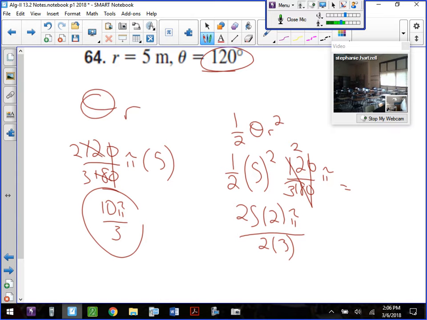That's how the formula is found. They gave you the problem in degrees, but in order to solve it, your answer winds up in radians. Your answer, because you have 25 times 2 over 2 times 3, winds up being 25 pi over 3. Okay.